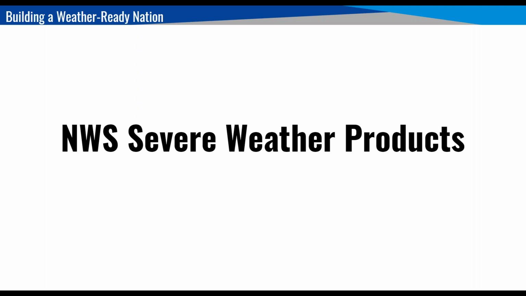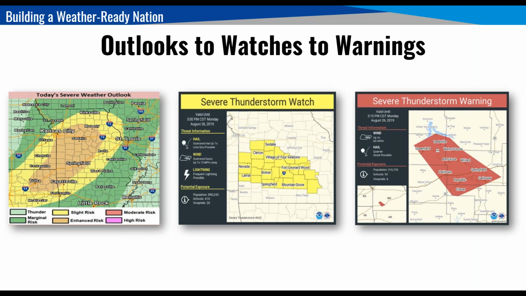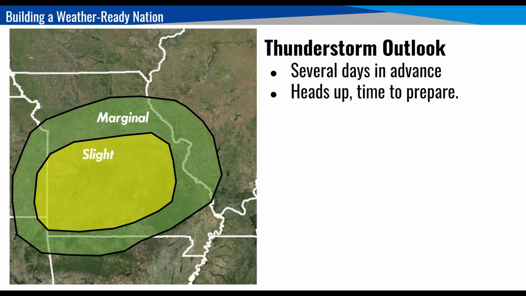On to the next section, we will be discussing the NWS severe weather products. So the Weather Service has various products. As many of you know that may follow us on our pages or even follow any kind of meteorologist, whether it's broadcast meteorologists, you see them often share the same information that we are disseminating here at the National Weather Service. This is everything from outlooks to watches to warnings.